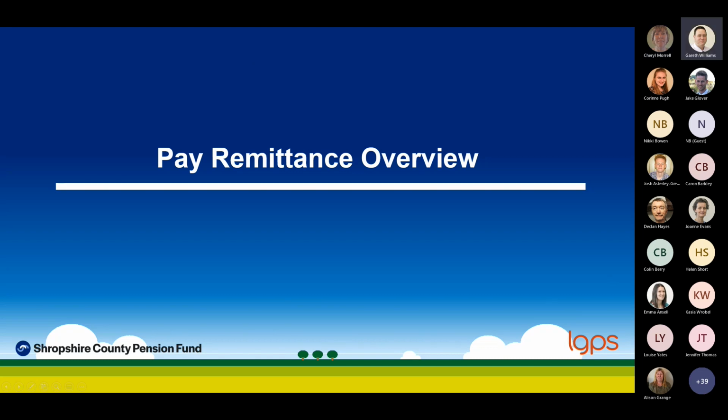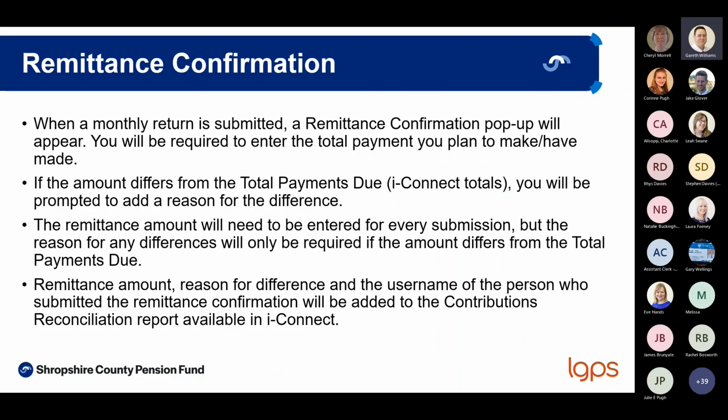The next section we'll go to is the new pay remittance. The pay remittance confirmation is a new development. This is intended for employers to ensure they reconcile the data they are submitting to the payment they are making to the fund. The pop-up box will appear when you click proceed on the submission and will already have totaled the contributions showing on the dashboard under the monthly amounts. You will then be required to input the payment you are making and the two figures should agree.